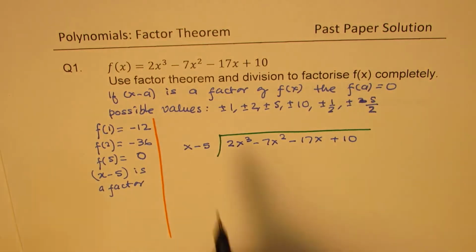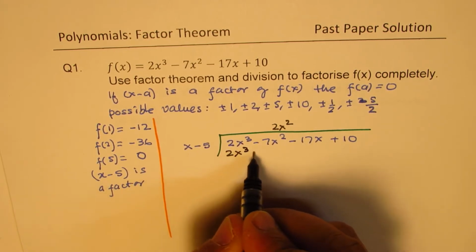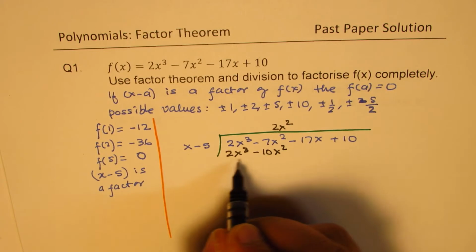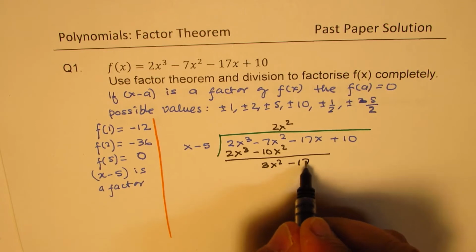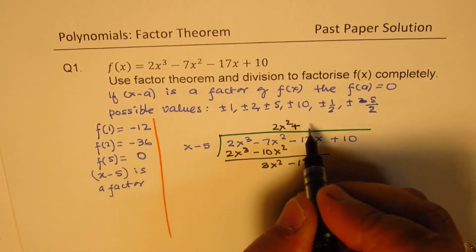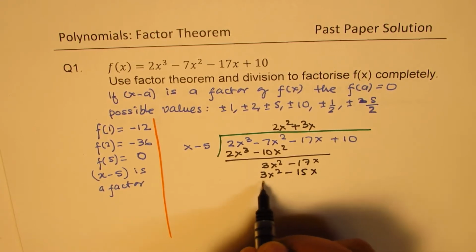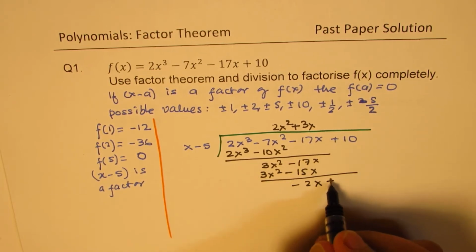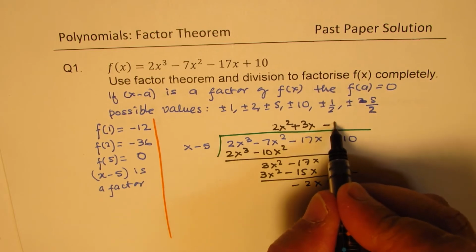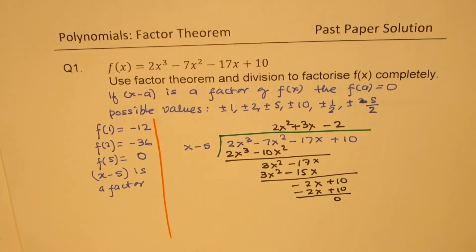Now, that goes 2x squared times. So we get 2x cubed minus 10x squared, right? So when you take that, we get here 3x squared minus 17x. Now, we should multiply by 3x. So we get 3x squared minus 15x, right? And now, if you take this, we get minus 2x. And here we have plus 10. So I should do minus 2 times. That is minus 2x plus 10. And as expected, the remainder is 0, since x minus 5 is a factor.